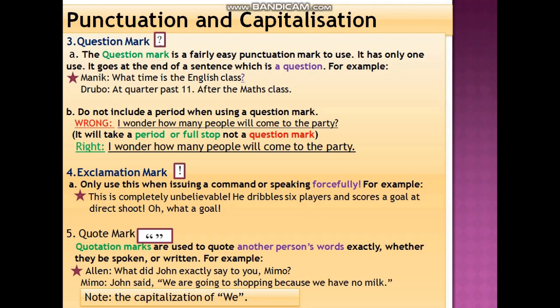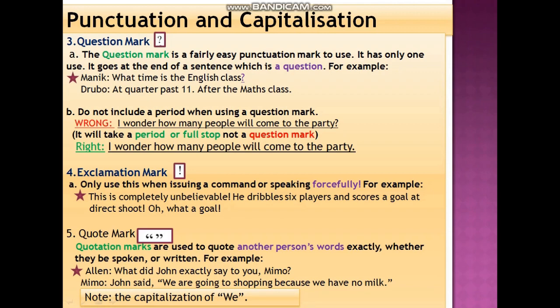That's when we express our deep passion or emotion, then we will use an exclamation mark. For example, this is completely unbelievable. He dribbles 6 players and scores a goal with a direct shot. Oh, what a goal! Here are 3 sentences. All the sentences are expressing deep passion of the audience. So, we use exclamation signs here.